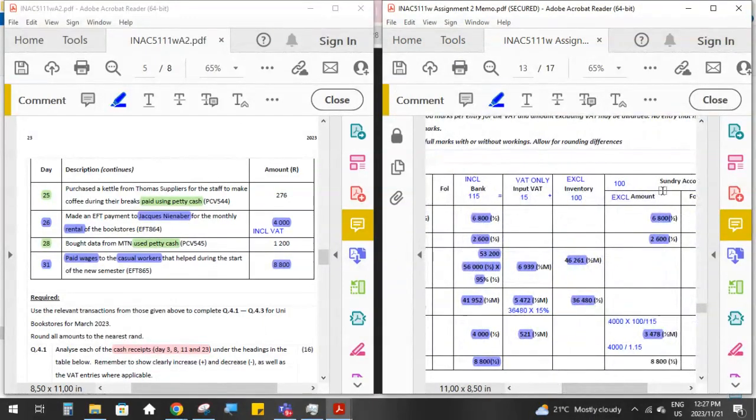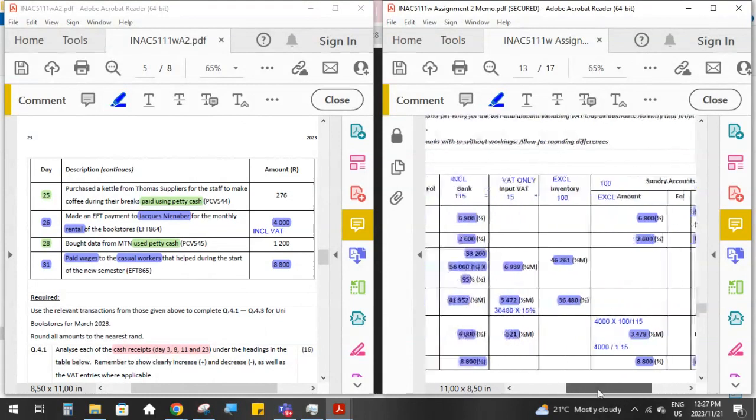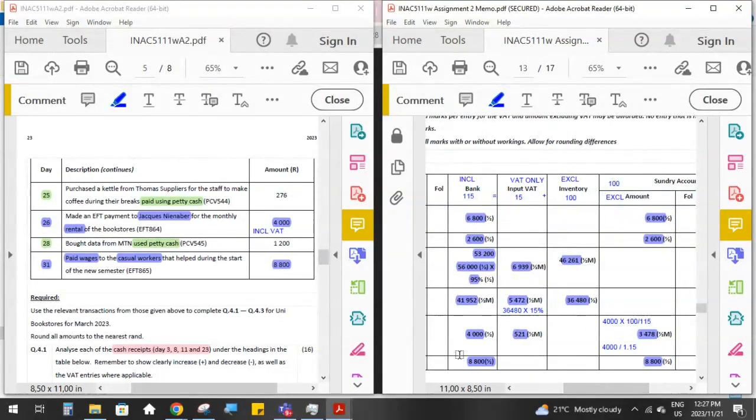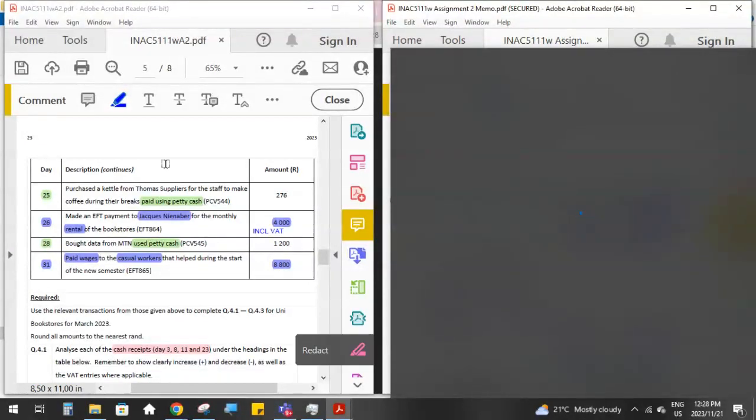And there is no VAT because it's wages. So nothing goes under the VAT column. So the total amount will be, because remember here we are cash book payments, we are crediting bank with 8,800. We will then debit the expense account wages with 8,800. Oh, sorry, I forgot with this rental over here. We are crediting bank with 4,000. We are debiting VAT input with 521 and debiting rent expense with 3478.